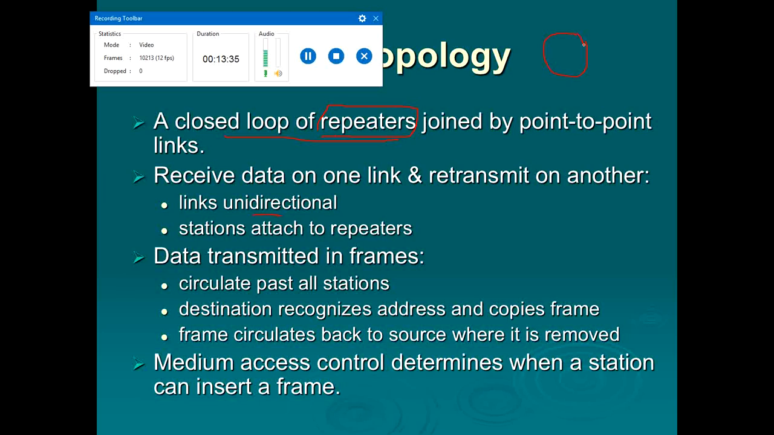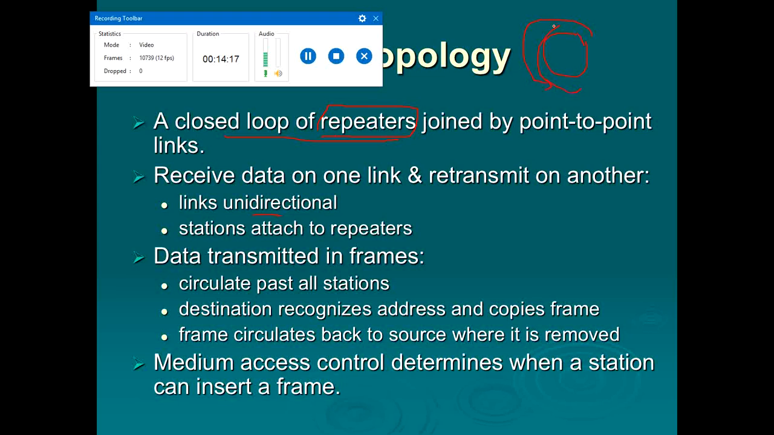That means, for example, if it is a ring, it is designed to work either in a clockwise direction or in an anti-clockwise direction. So the links are unidirectional, which means that data is transmitted only in one direction, so that the data can circulate around the ring in one direction. Either it can be clockwise or it can be anti-clockwise, and all the stations are attached to the repeater. Each station attaches to the network at a repeater, and it can transmit data onto the network with the help of the repeater.